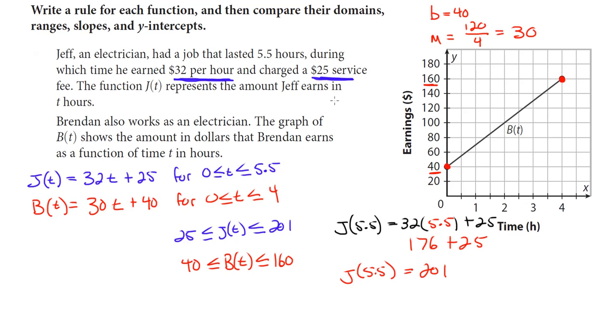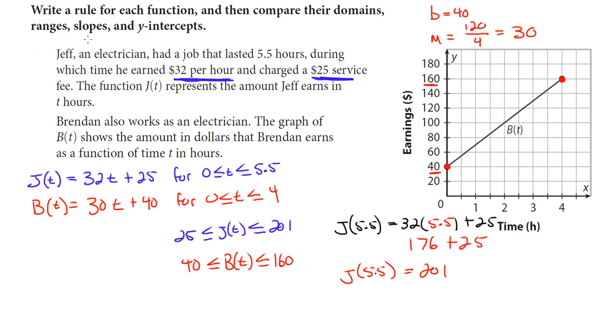So let's finally compare everything. With their domains, both start at 0, but J of t ends at 5.5 and B of t ends at 4. Their ranges are, as we discussed, J of t is all real numbers between 25 and 201, and B of t is all real numbers between 40 and 160.